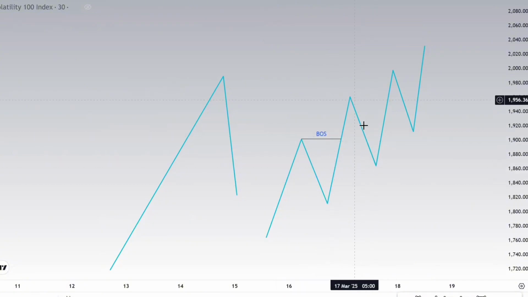Okay, we have a pullback to the downside. Now, this low has to be higher than the previous low. This particular low must be higher than the previous low for you to call it a higher low. We call it higher low. So we have something like this. We have higher high, higher low.